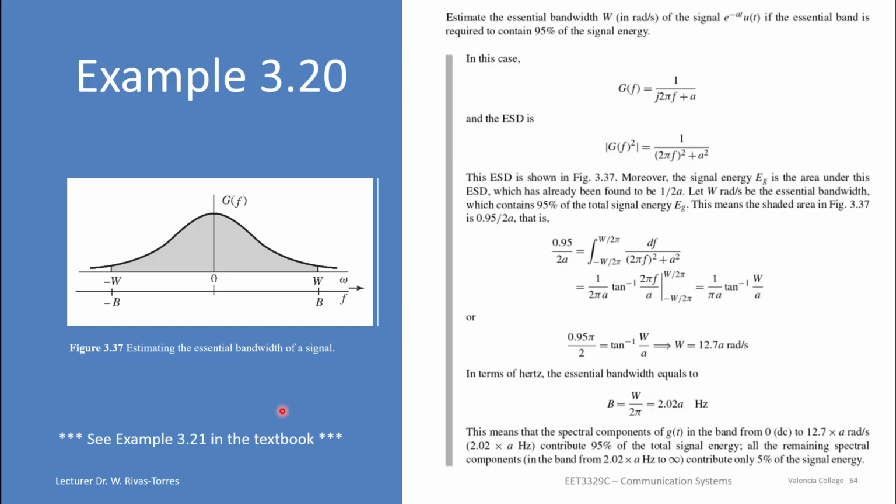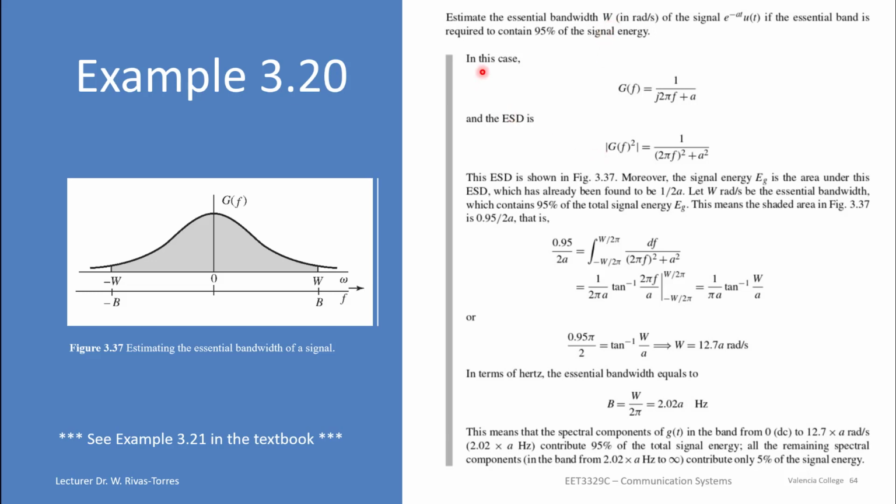So here's an example from the textbook, example 3.20. We're going to use the 95% criterion with the signal of our prior example. It's e to the minus at u of t. So this is my signal g of t, and what we're looking at is the essential bandwidth. Again, the author mixes omega and 2 pi f, so hopefully you don't get confused by that.